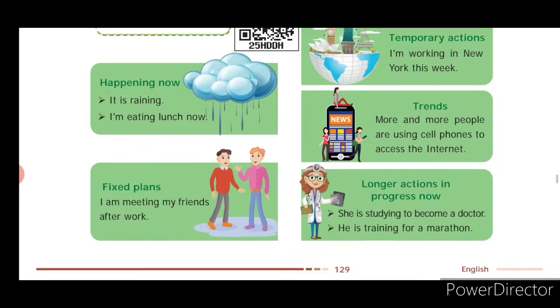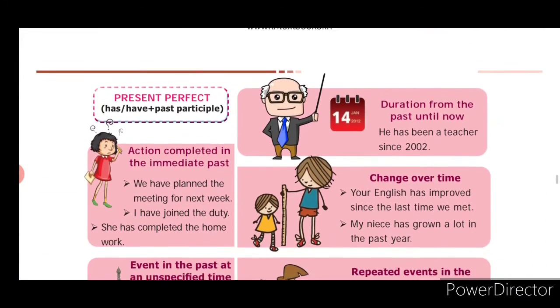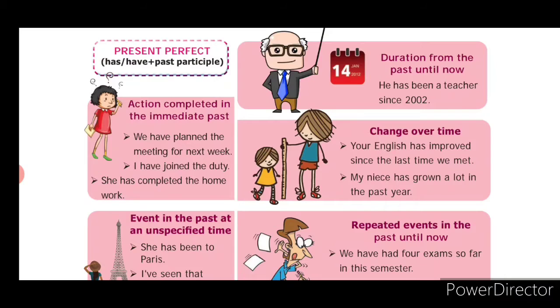Okay, so now let us discuss present perfect tense. Before I start, let me tell you the structure of present perfect tense. Subject plus has or have plus past participle. What is this past participle, ma? Past participle means what? What is participle, children?